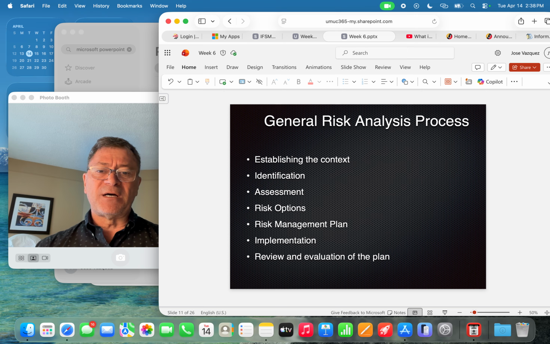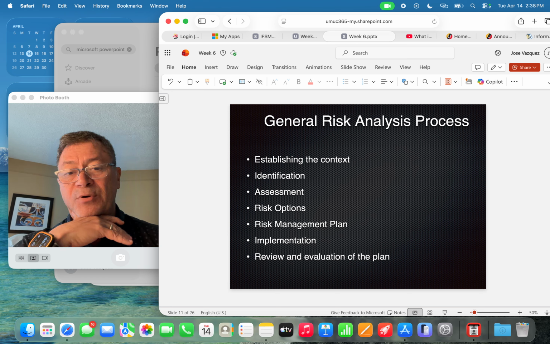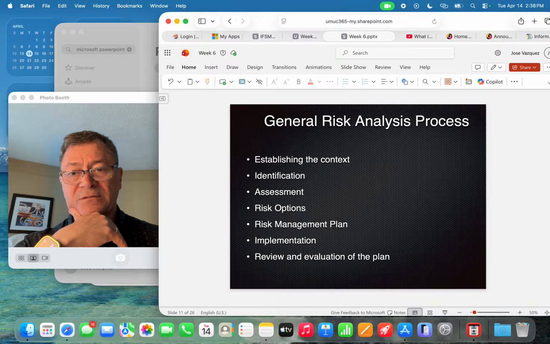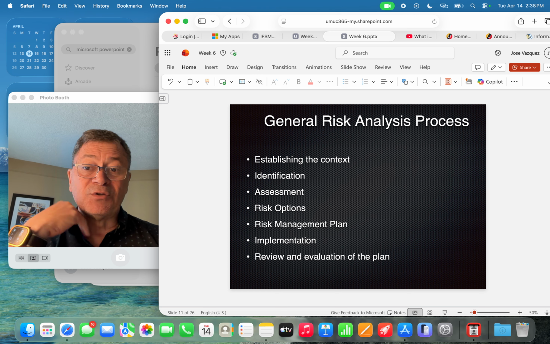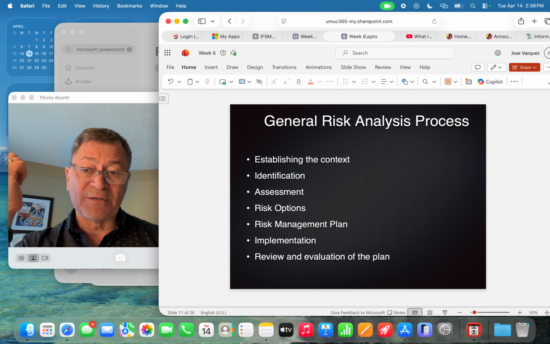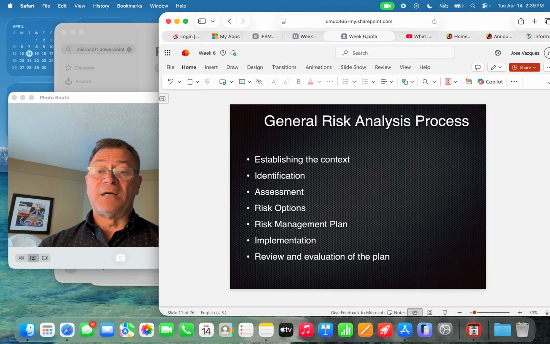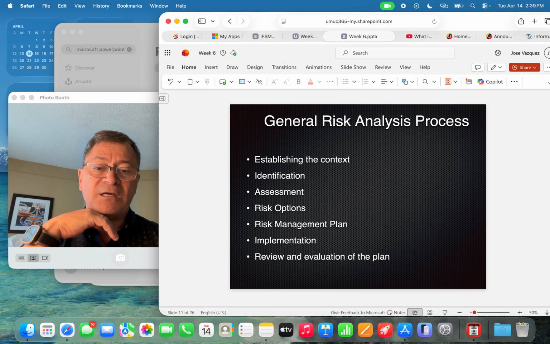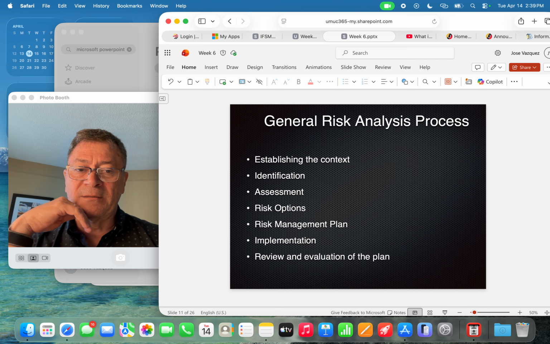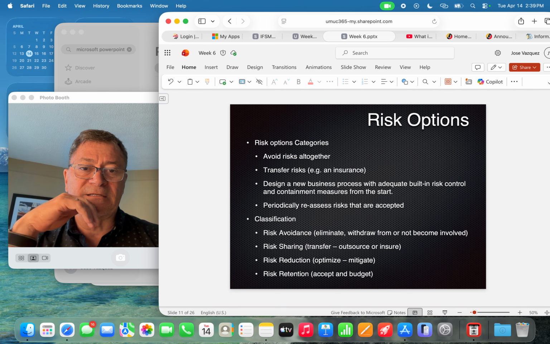General risk analysis process is another way of doing it: establishing the context, identification, assessment, risk options, risk management plan. This is also for high-level projects. People do develop risk management plans to address all kinds of issues in their projects. And then you implement it. You make people aware that there's a plan in place, and if there are workarounds that need to be done, you implement those. And then you continually review and evaluate the plan depending on what the project is.